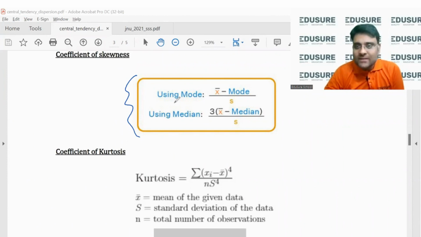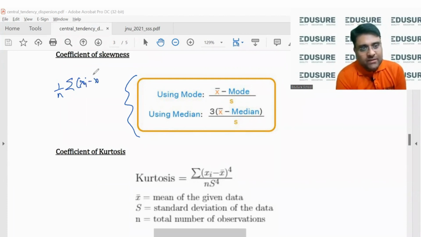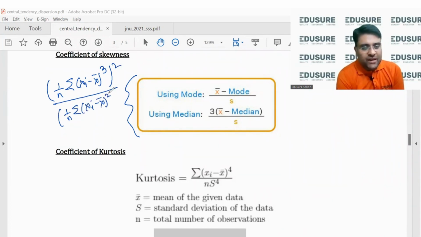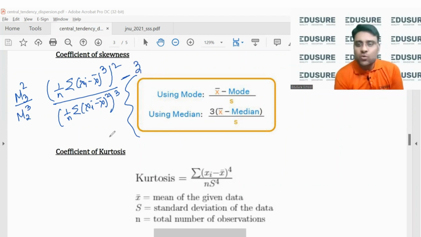So that is about skewness. There is one more measure which is also very, very popular, which is something like this: 1 by n summation xi minus x bar cube. This is called the third order central moment. Square divided by 1 by n summation xi minus x bar, basically variance cube. So this is called the third order central moment square by m2 cube. This minus 3 is another measure of skewness.